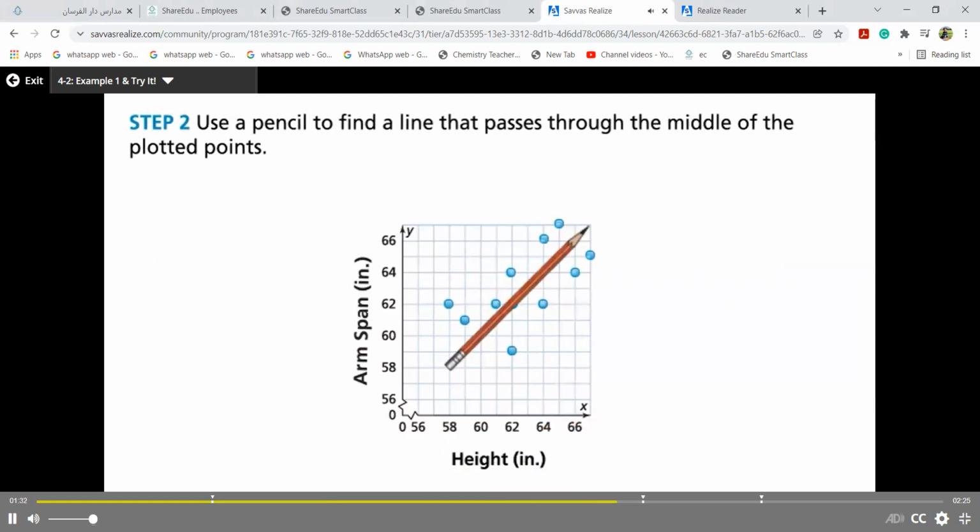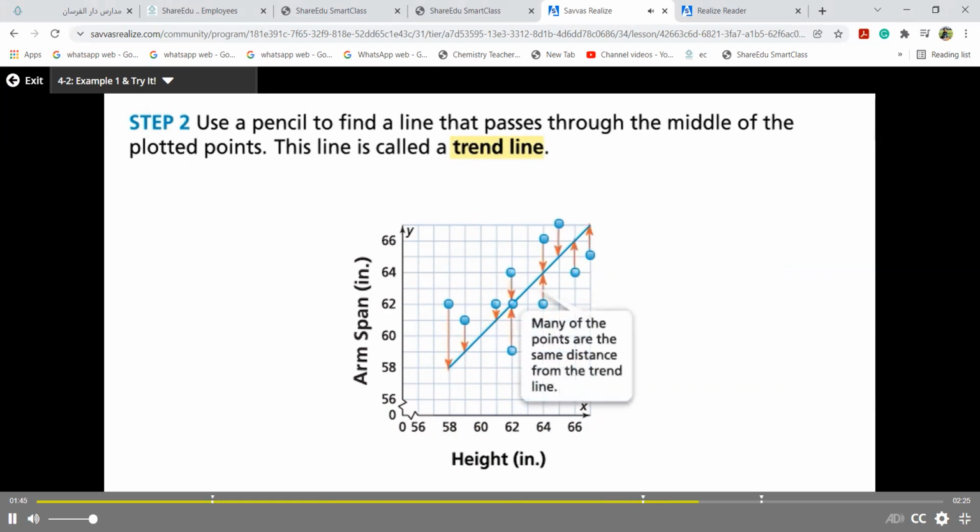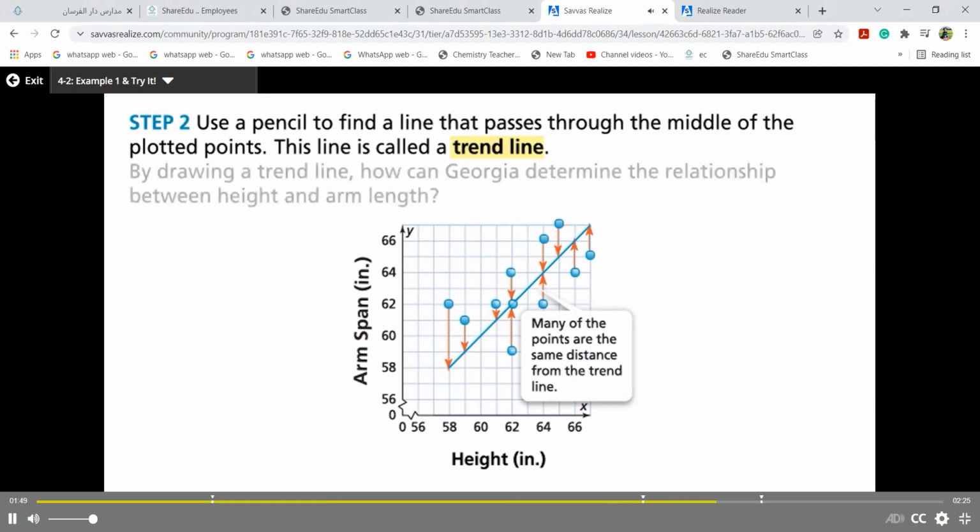Georgia can next use a pencil to find a line that passes through the middle of the plotted points. This line that passes through the middle of the plotted points is called a trend line. She found a good trend line because many of the points are the same distance from the line. By drawing a trend line, how can Georgia determine the relationship between height and arm length?